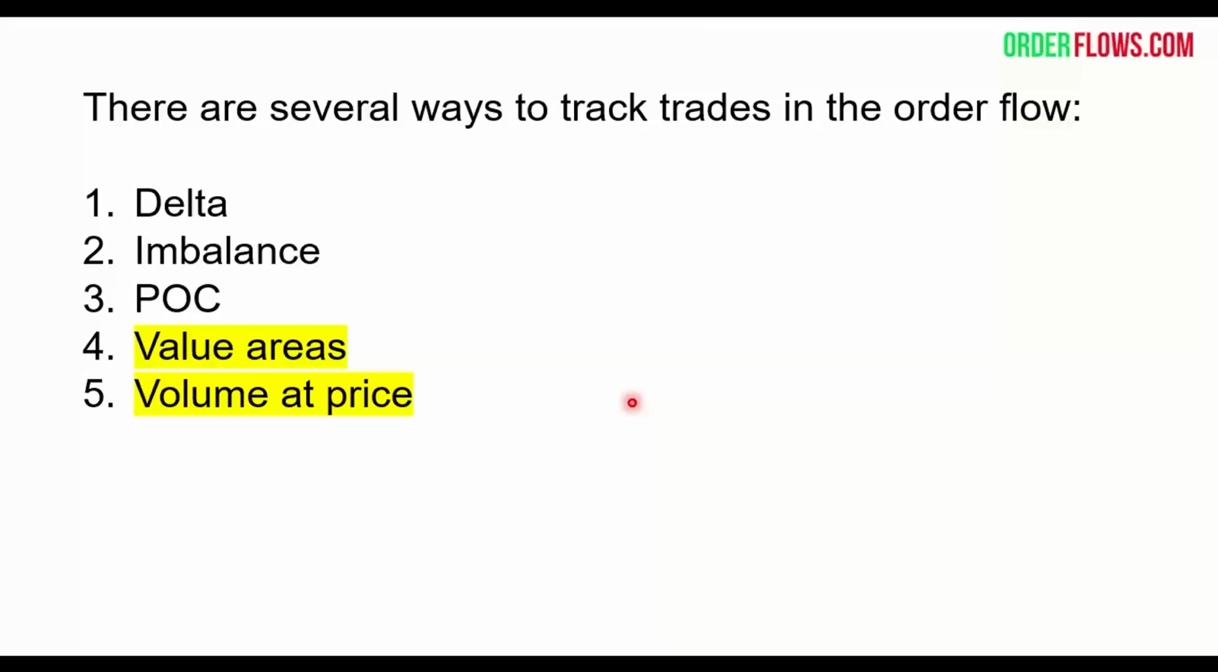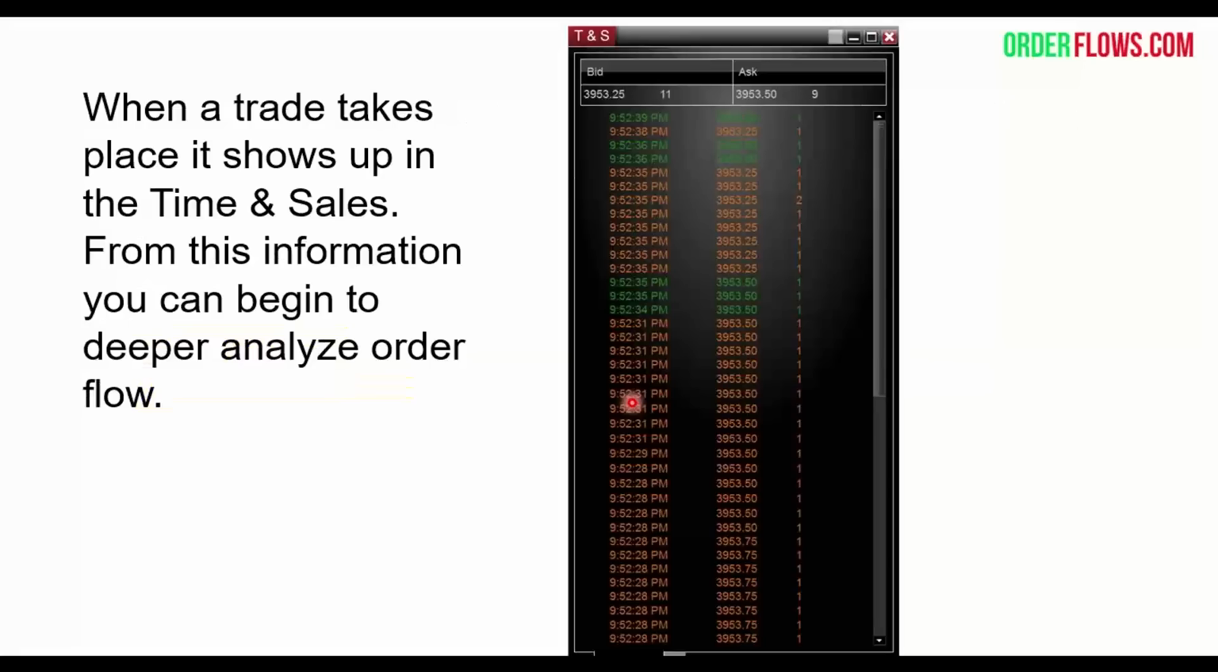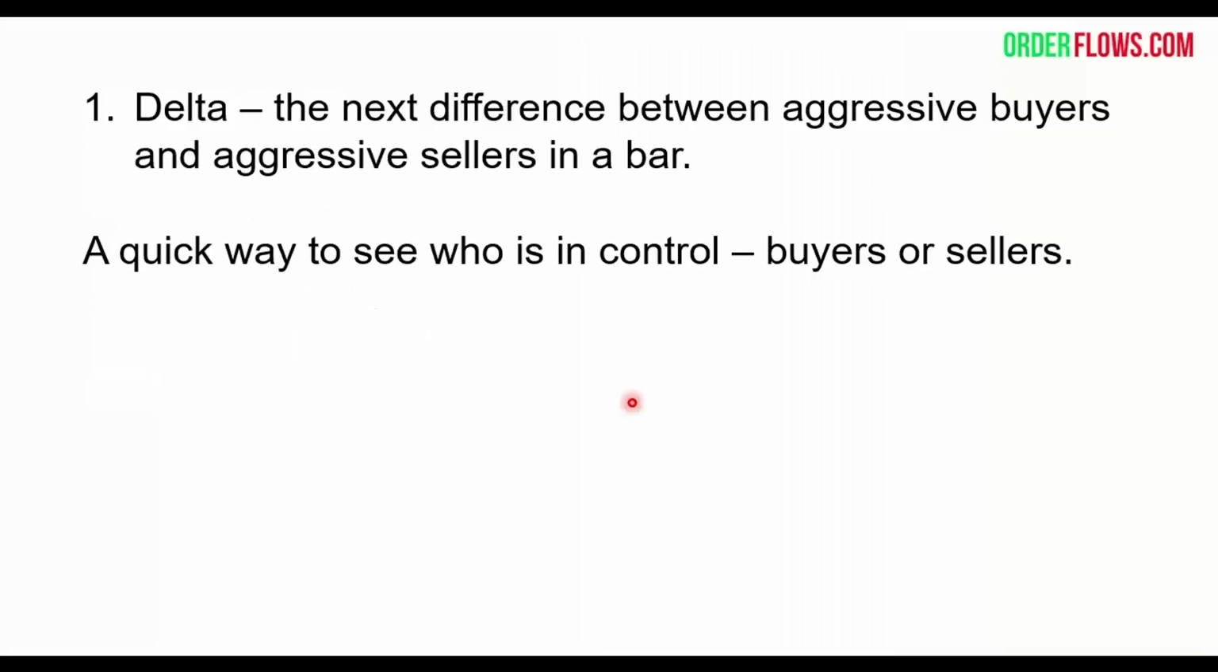The open, the high, the low, the close. Whereas now you're able to have a more three-dimensional picture of what's actually happening by analyzing what's happening, trading on the bid and the offers in the market. So again, time and sales, when a trade takes place, it shows up in the time and sales, but you can take this information and analyze it deeper. So the first one is delta. Again, it's the net difference between aggressive buyers and aggressive sellers in a bar. It's a quick way to see who's in control, buyers or sellers.